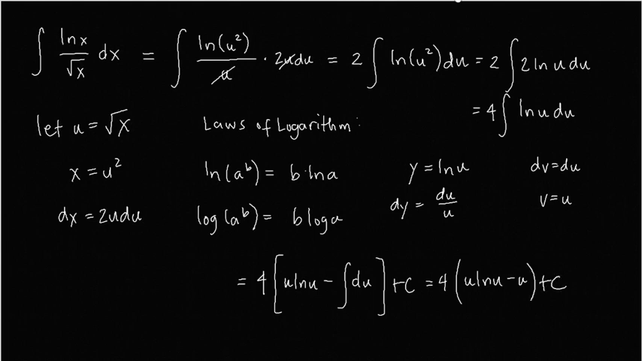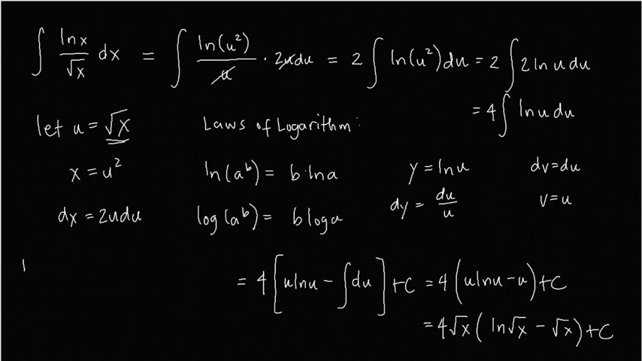And finally, since u is equal to the square root of x, reverting back to our original variable, we have 4, let's say, square root of x times ln of square root of x minus square root of x plus c. Okay? You can simplify further yung ln of square root of x.